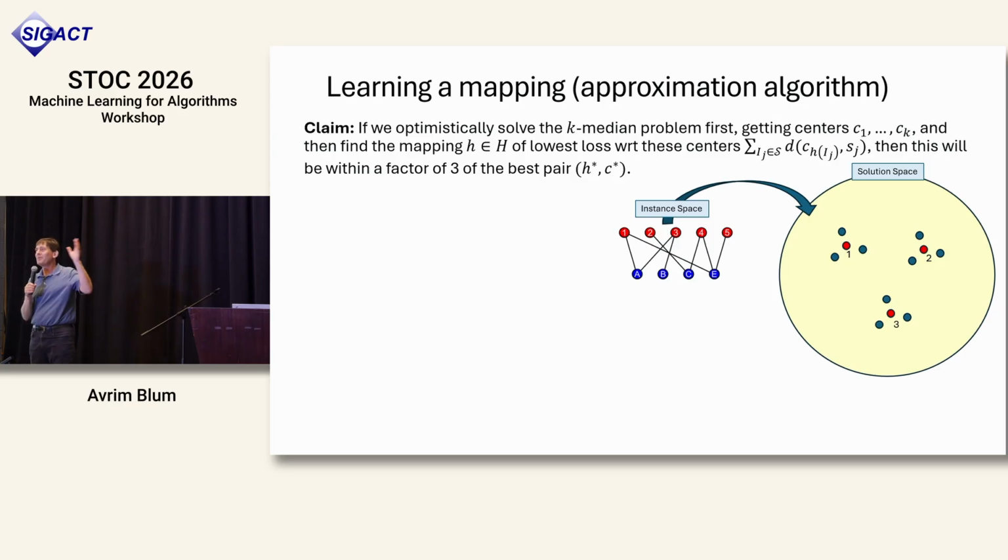So if we're only going to lose a factor of 3, we can take this hard optimization problem and break it into 2 simpler optimization problems. K-median, which there's lots of algorithms for. You can get a constant factor approximation, and then an ERM with a standard kind of loss function problem. Okay, so this is an example of a kind of a statement we can get.